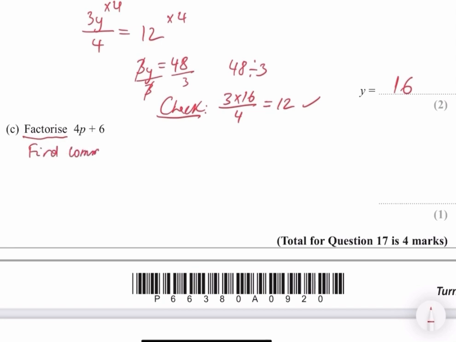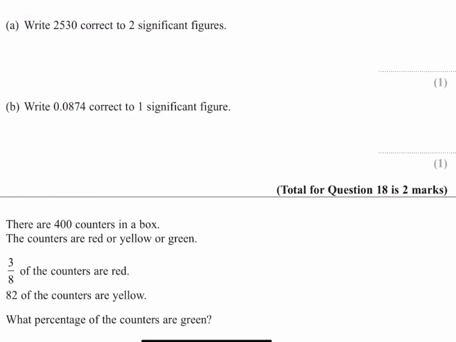So correct. So factorize means you need to find a common factor for the terms. Here 2 is the common factor for the numbers. Put it outside of the bracket. Here you go, 2 bracket 2p plus 3 bracket.